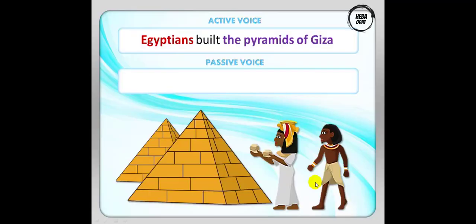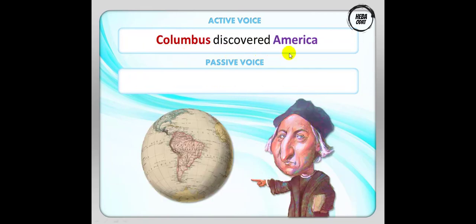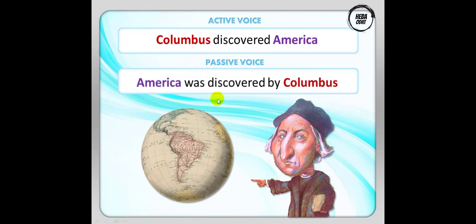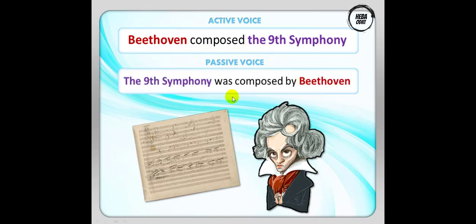Let's take a look at this question. Egyptians built the pyramids of Giza. Can you change it into a passive voice? The pyramids of Giza were built by Egyptians. Columbus discovered America. What will it be in passive voice? America was discovered by Columbus. Beethoven composed the Ninth Symphony. The Ninth Symphony was composed by Beethoven.